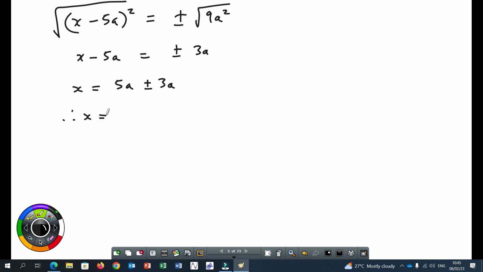Therefore, our two x values are going to be in terms of a. Okay, our answers are not real here because we don't know the value of a. If a is real, then the answer will be real. Right? So this will be 8a, or x will be equal to 2a. So those are the two answers. Okay. So I have solved the quadratic equation by completing the square.